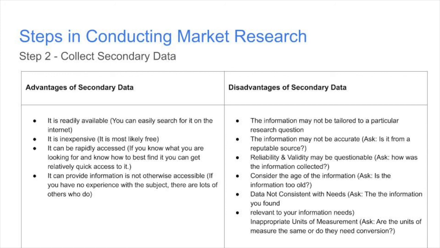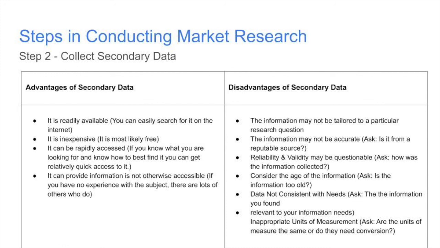It's rapidly accessed. Hopefully you can get a whole pile of information really quickly, and probably your problem is going to be too much information as opposed to too little. And sometimes you can get information that you wouldn't be able to get otherwise. So sometimes there, some research was done, for example, by Statistics Canada. It's too complicated for you to gather that much data, but they have, and you've got access to it. There you go. All good advantages.